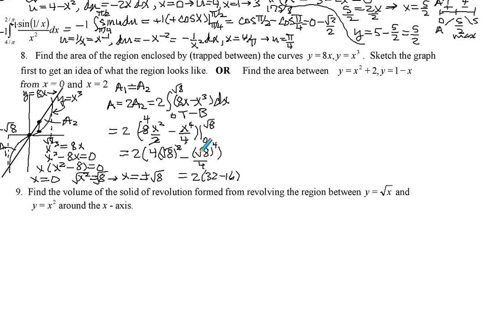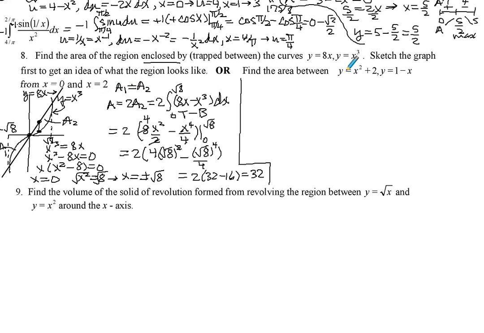And you can do that on a calculator if you want to. And so 32 minus 16 is 16, times 2 is 32. Okay, so total area is 32. This would be 16 here and 16 here. Remember, area enclosed between the curves does not treat area below the axis as negative. So here's one where we integrated with respect to x. Let's look at another one.